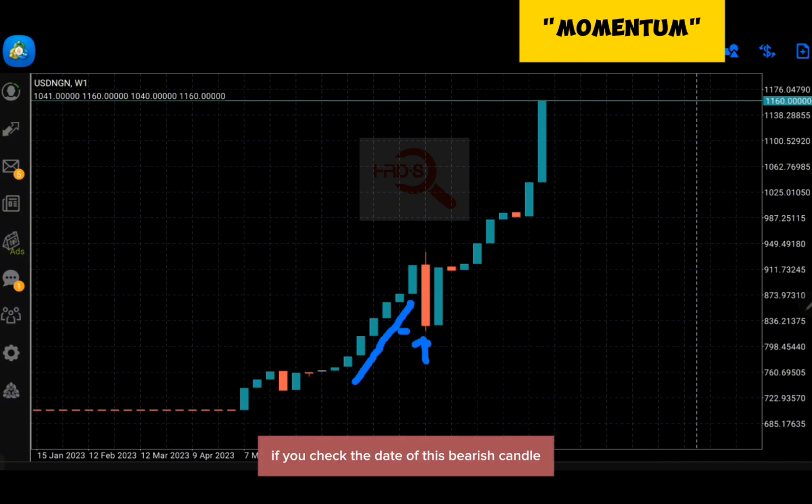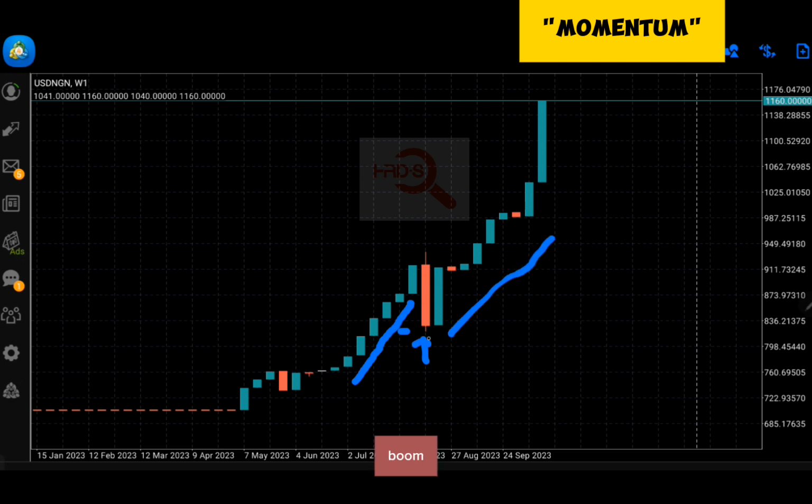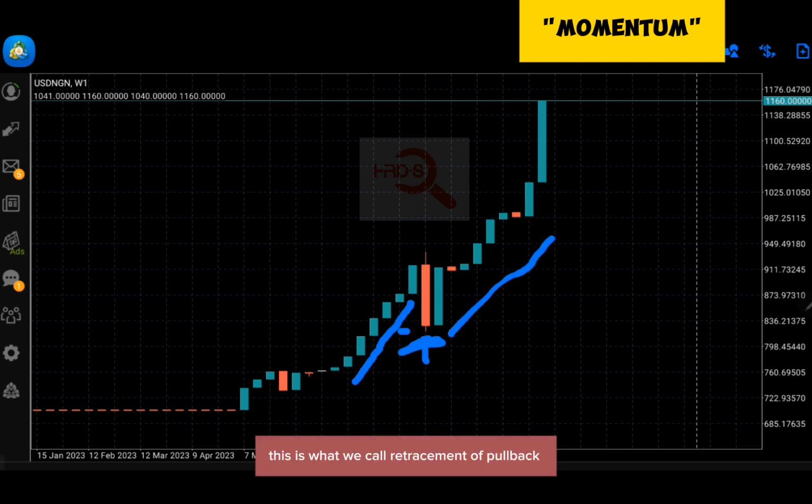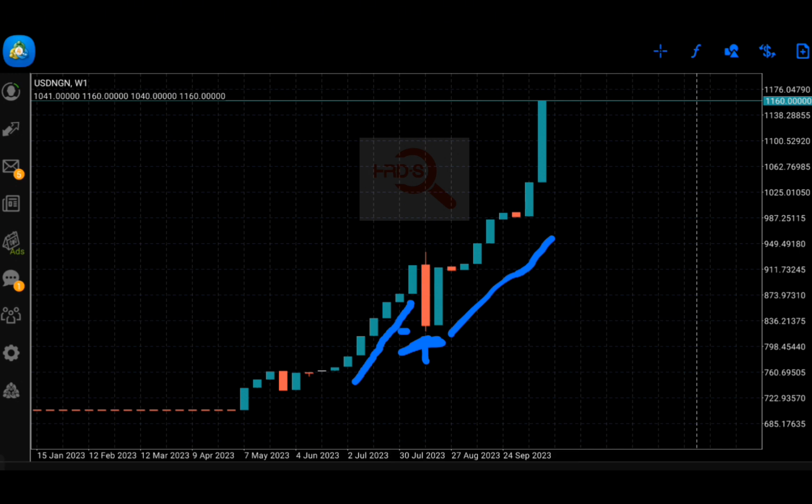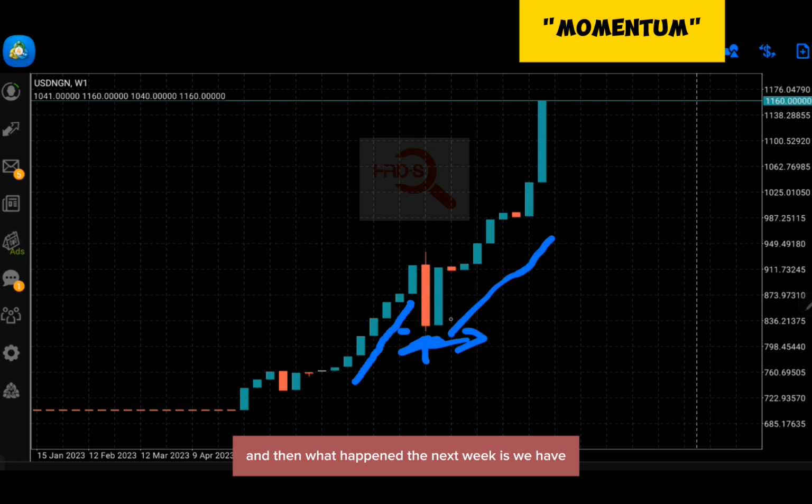If you check the date of this bearish candle, people were like, wow, there is hope for Naira value. And then the next thing you see is boom. This is what we call retracement or pullback. Now, if you understand the financial market or price action very well, you can tell what is happening with the currency of your country.